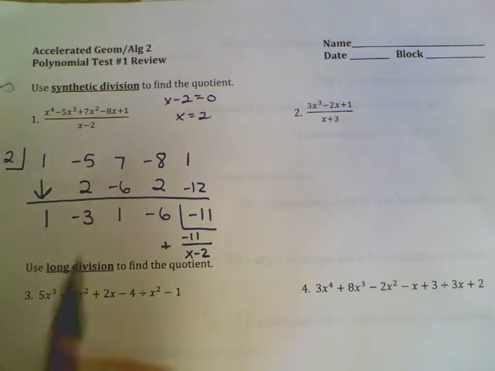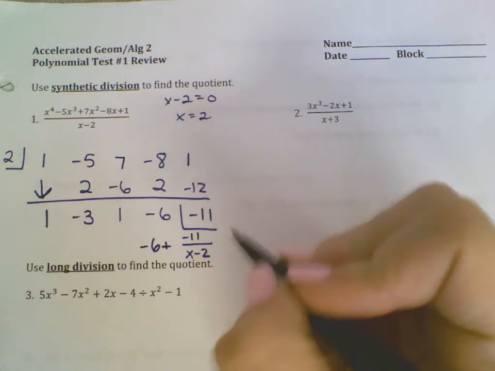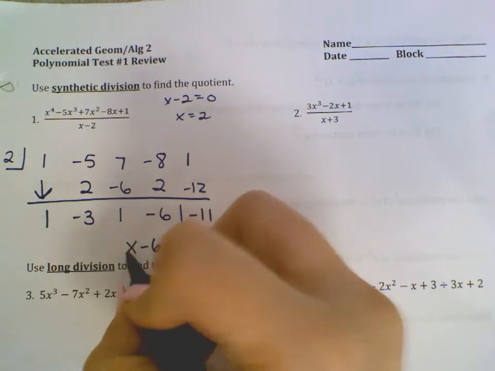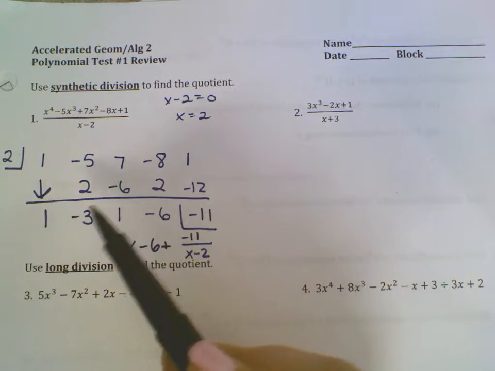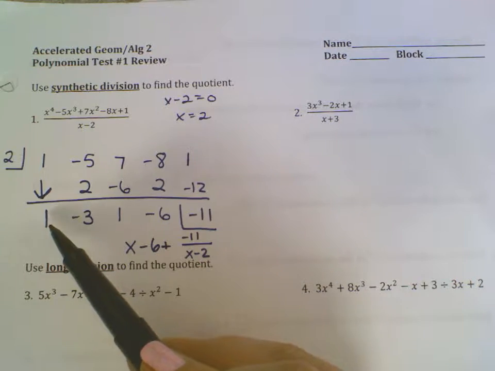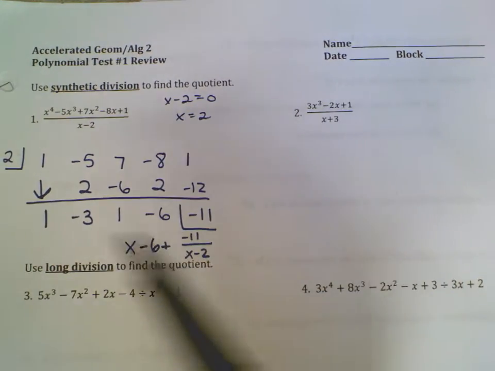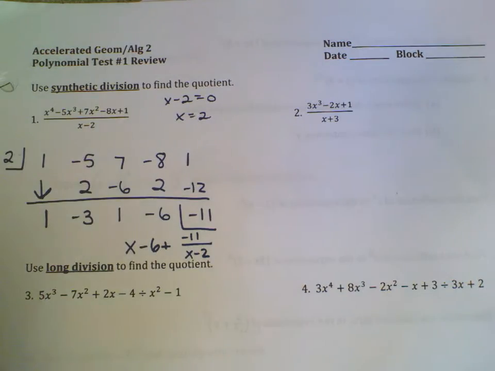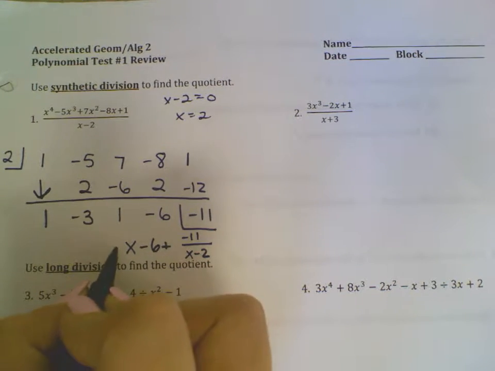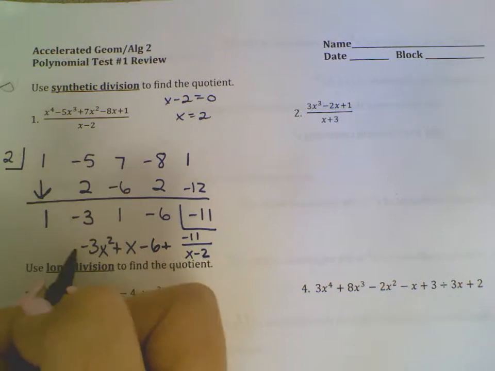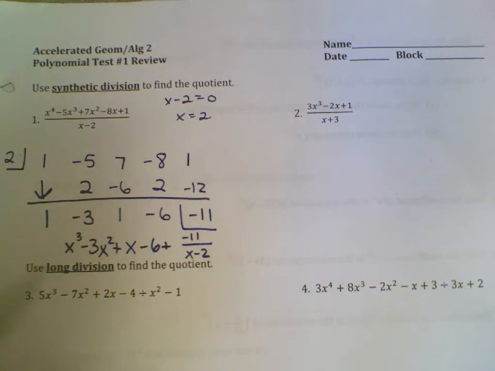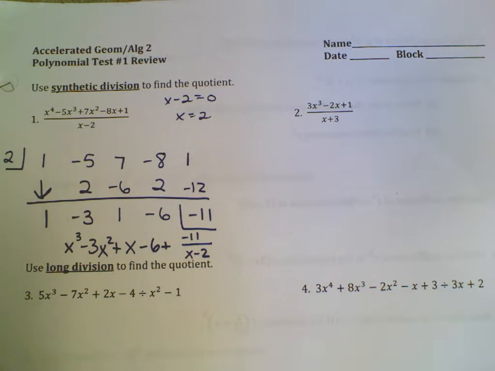Then I've got negative 6, which is my constant. I've got x. This will be x squared, and this will be x to the third. So it always goes remainder, constant, x, x squared, x to the third. If there was more, x to the fourth, x to the fifth. It's always going to move that way. So that's 1x, which was positive. This will be a negative 3x squared, and this will be a positive x cubed. So that will be my final answer. X cubed minus 3x squared plus x minus 6 plus negative 11 over x minus 2.